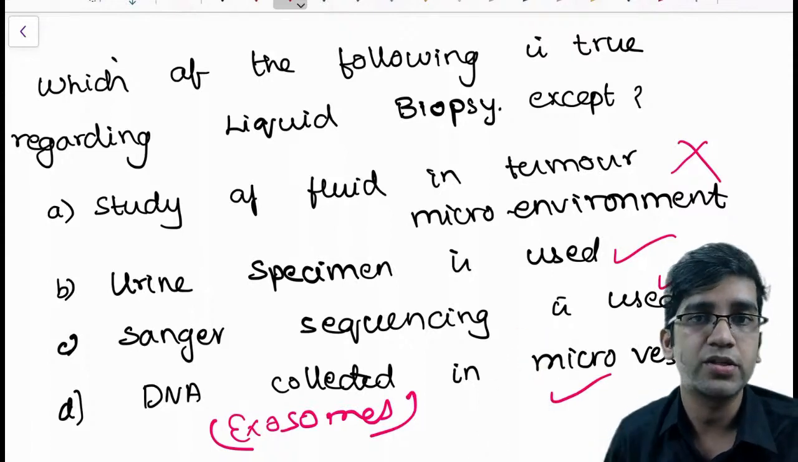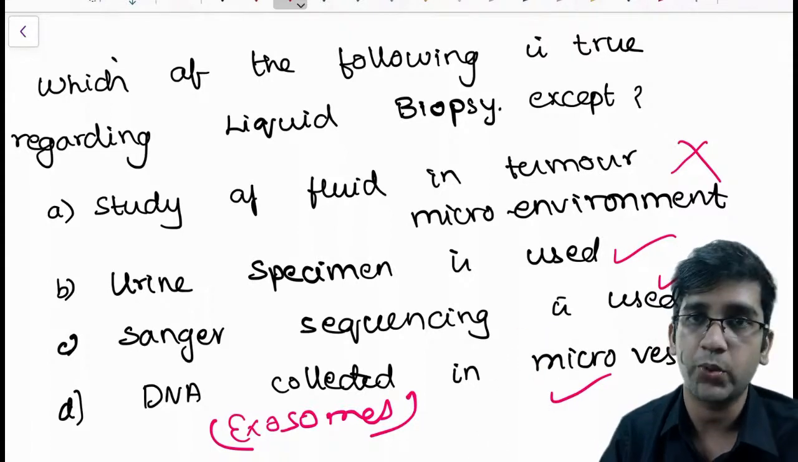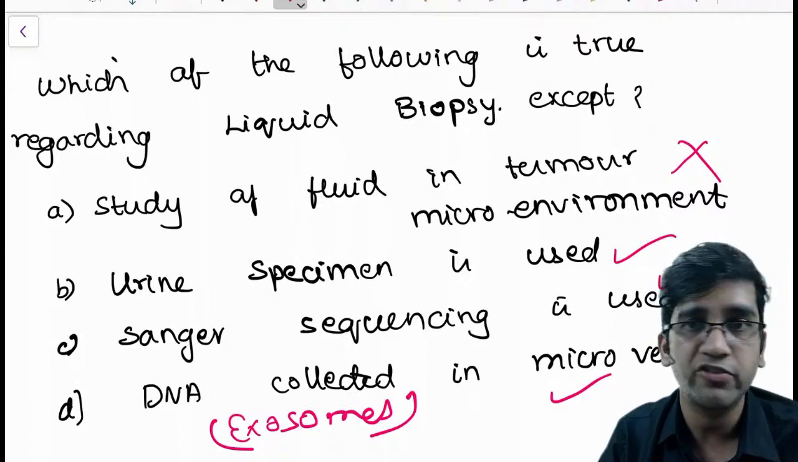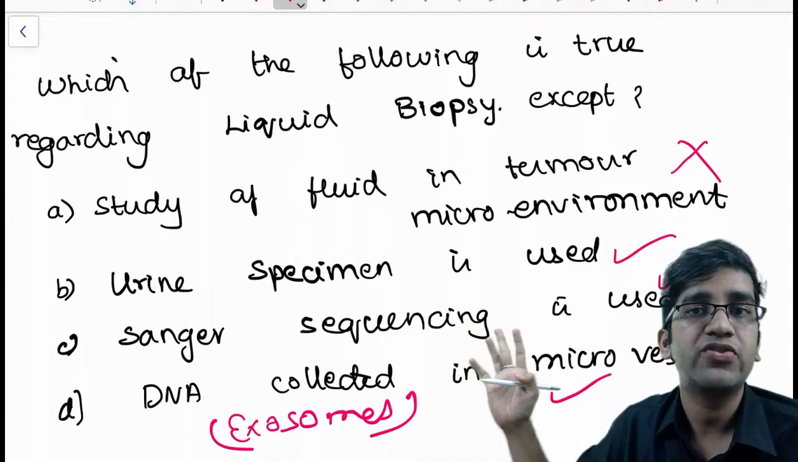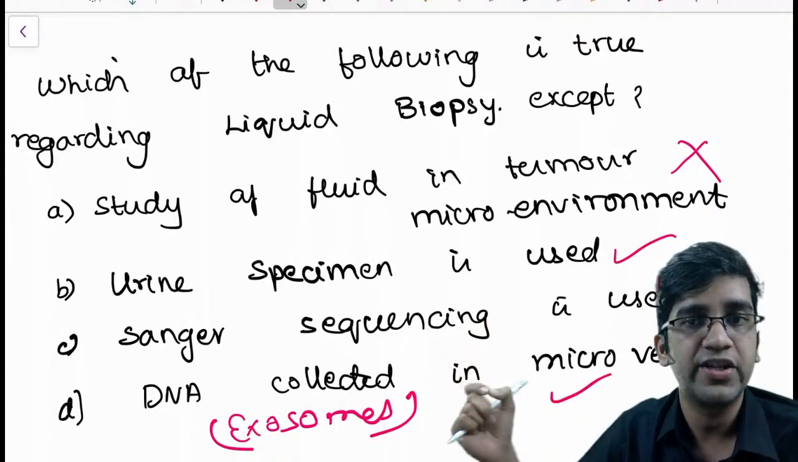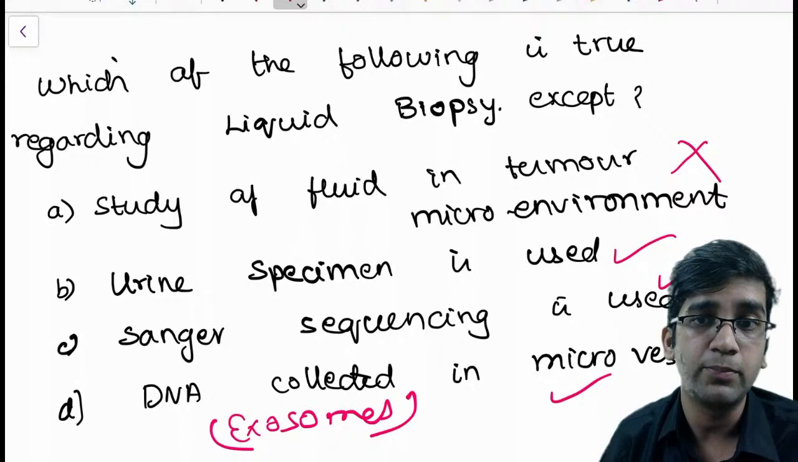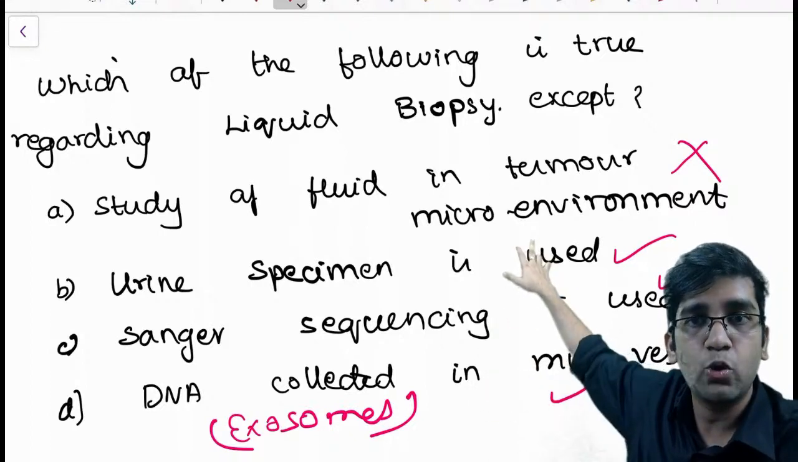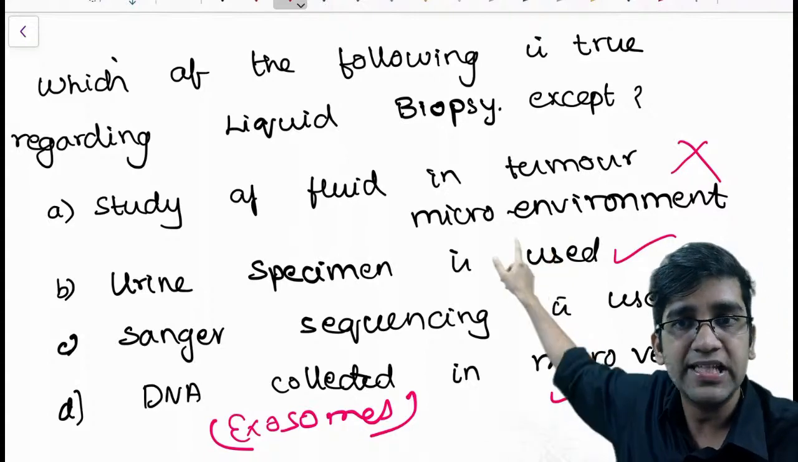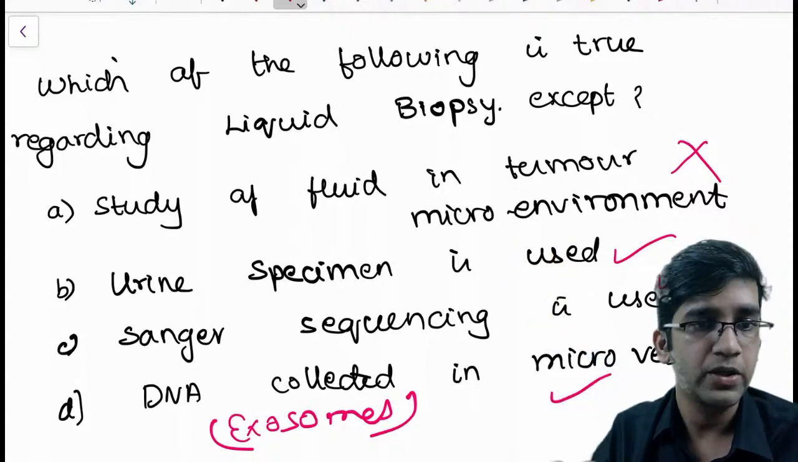So the answer to this question is study of fluid in the tumor microenvironment. I'm not going to study the tumor microenvironment at all. It's going to the blood or serum component of whatever the tumor secretes. We are going to analyze that, and we are going to come to a conclusion, right? B, C, and D are true. The question is about all of the following except, so the answer is going to be A. Clear?